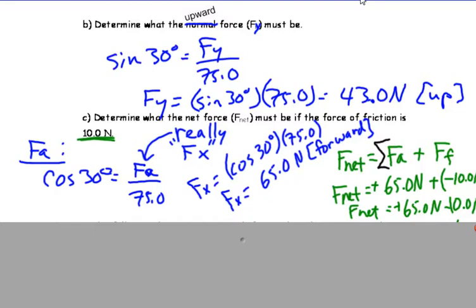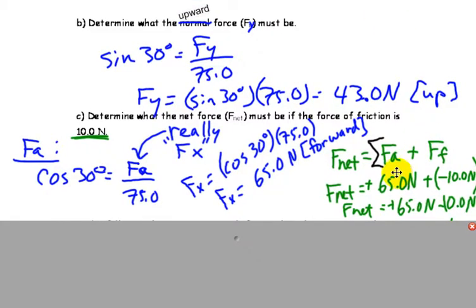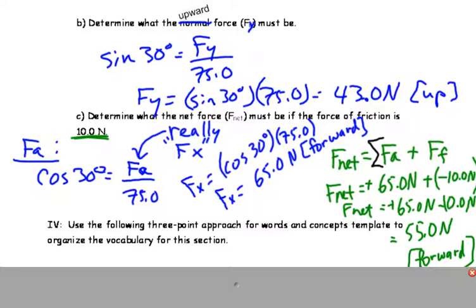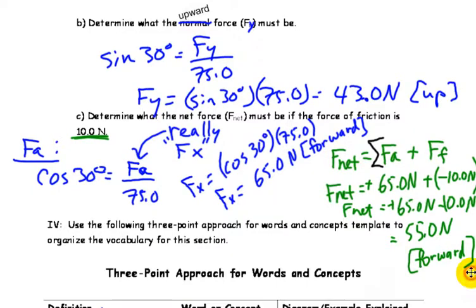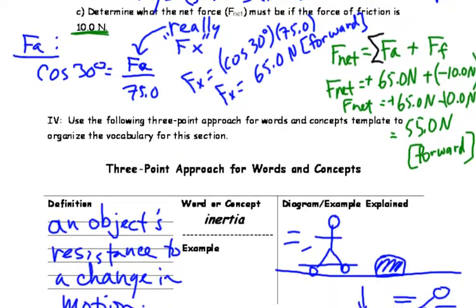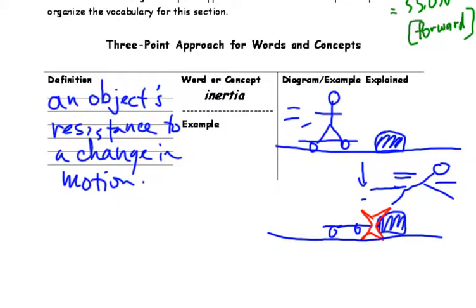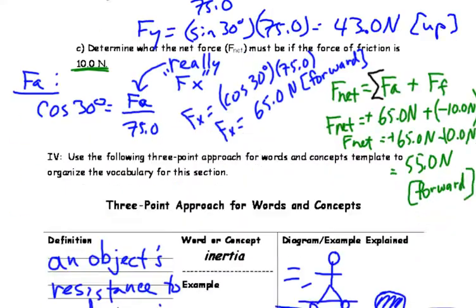But of course we have that friction working against us, so all of my applied forces combine with the friction force, and always remember friction is opposite to Fa. So if Fa is a positive 65, friction is a negative 10. So that works out to be 55.0 newtons forward.